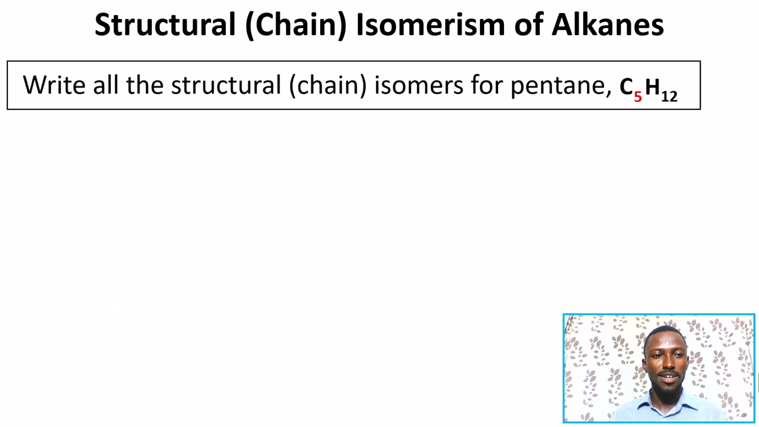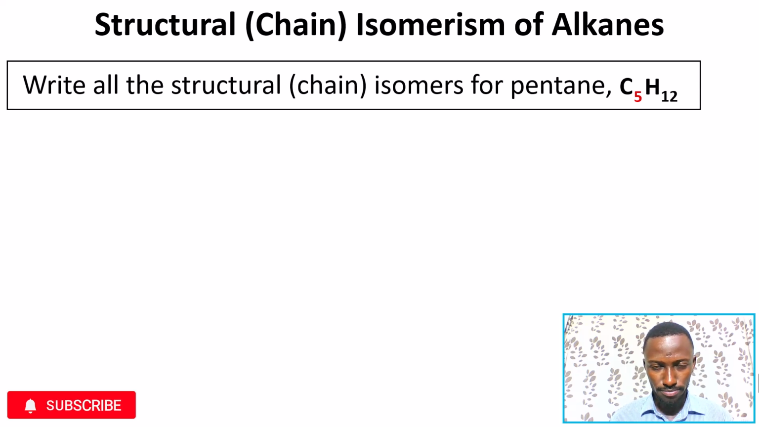So let's get started. Write all the structural or chain isomers of pentane. Pentane is C₅H₁₂. So if you see write all the structural isomers of pentane or write all the chain isomers of pentane, the question means the same. So first things first. Pentane, C₅H₁₂. So to write the first isomer, what are you supposed to do?